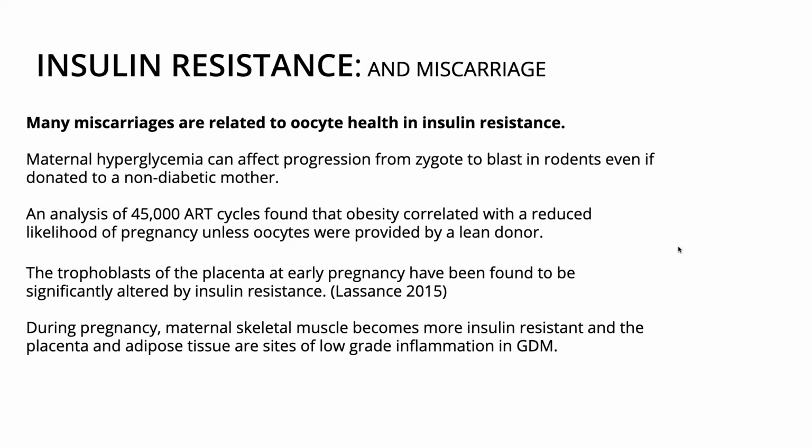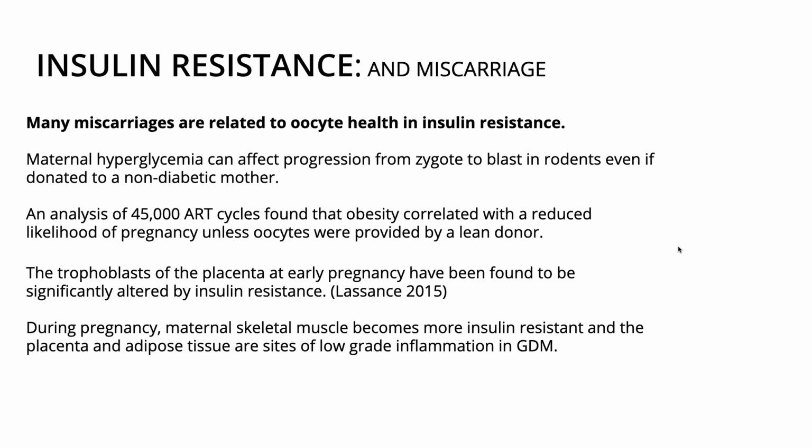And then miscarriage. The first thing to keep in mind is that many miscarriages related to PCOS and insulin resistance are actually because of the oocyte health and the follicles. So this is all primarily before the pregnancy happens. We know this because they have done studies showing that maternal hyperglycemia can affect the progression from a zygote to blastocyst in rodents, even if it's donated to a non-diabetic mother. So taking that oocyte from a hyperglycemic animal that doesn't necessarily have genetic issues will definitely affect the growth of that embryo. So that's something that's very important. It happens before.